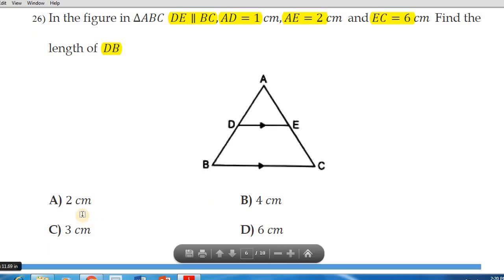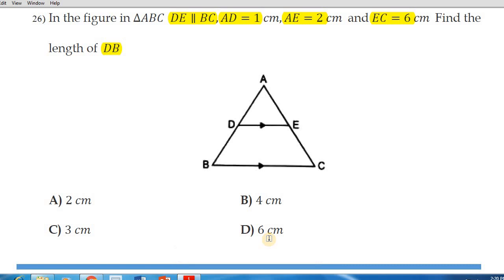So the options are A, 2 centimeter, B is 4 centimeter, C is 3 centimeter, and D is 6 centimeter. So directly we want to use the basic proportionality theorem itself, children. I mean AD by DB is equal to AE by EC, and put the values they have given, and you will get the answer, that is 3 centimeter. Option C is correct.